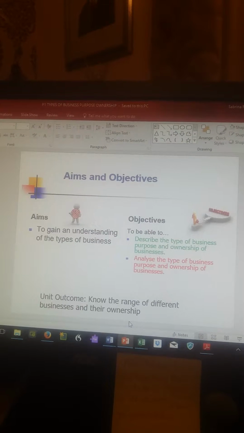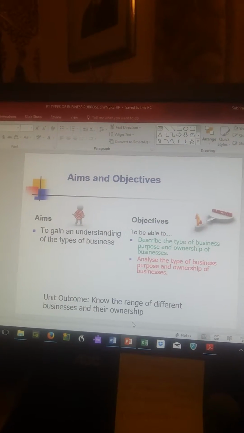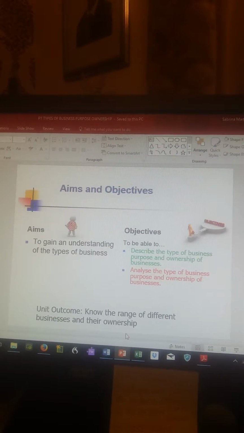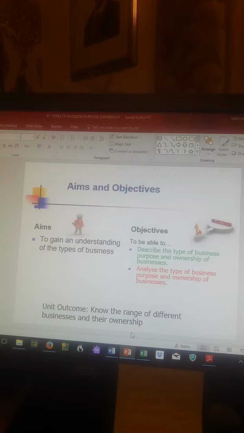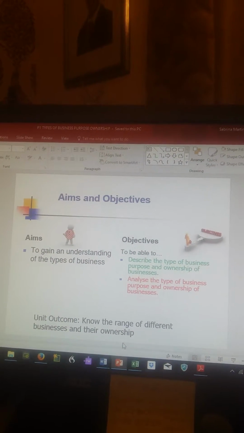Shareholders are people who put capital, so they put money, into the business. They receive a reward for the risk that they have taken in the form of a return, and this is known as a dividend. This is paid out from the company's profits.